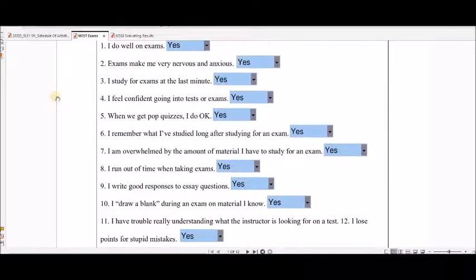Okay, exams make me very nervous and anxious. Is that a yes or no for you? For me, that'd be a no. I've got a major exam next week. I'm going to be trying to pass another state certification, and I've taken several practice tests and sailed through them with no problem. I'm not nervous at all about tests. They don't make me anxious. Let me tell you something about this.